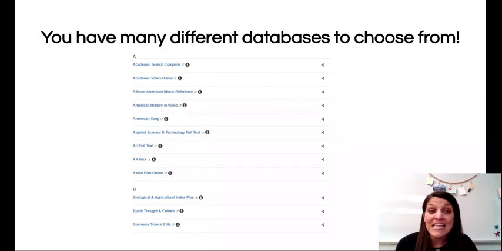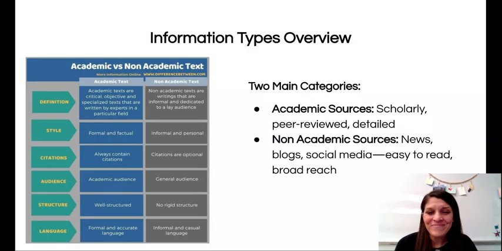Another really big database that is really, really strong and student-friendly is Gale. So look for those two databases in your local library. Now, there are two different types of information. There's academic sources and then there's non-academic sources. I found this chart, which I thought was really helpful in organizing that information.